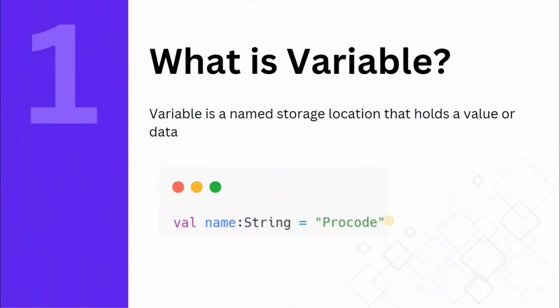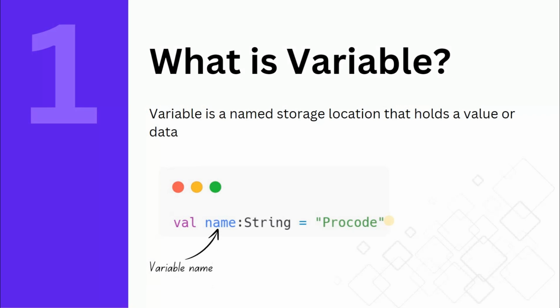Okay, let's start. The first question that arises in our mind: what is a variable? A variable is basically a memory block which can hold data or a value. Here we have a snippet of code. In that we are storing a procode string into a name variable. Here we are using val. We will see in the further slides what val is and why we used it.